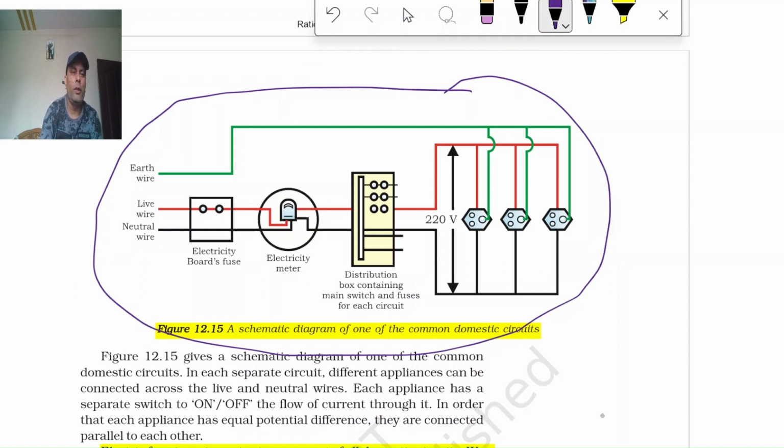The domestic circuit diagram is one. Another is Fleming's left hand rule, another is the Maxwell rule, and another is what the magnetic effect of current looks like. These three or four points will generate the questions, and you should go and practice the questions. Whatever issue you face, please raise your concern. I am here to make your doubts clear.